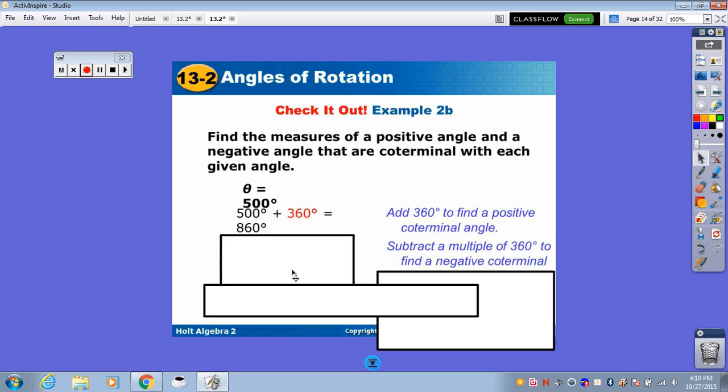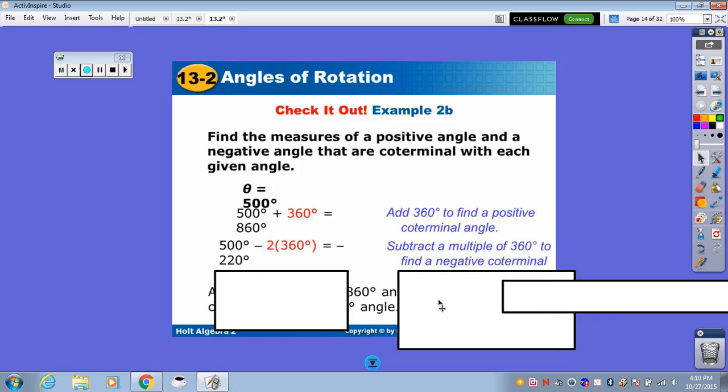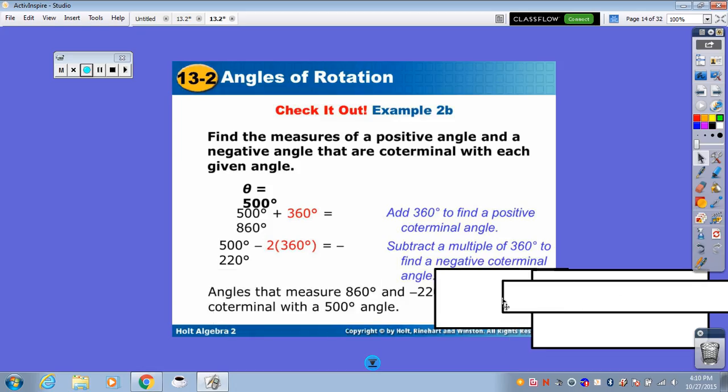And subtracting 360 degrees, we subtracted a multiple of that so that we could go to a lower degree value here, so that it's only a single rotation. We subtracted a multiple of 360. 220 degrees and 860 and 500 all fall into the same coterminal angles with the terminal side in the same spot.